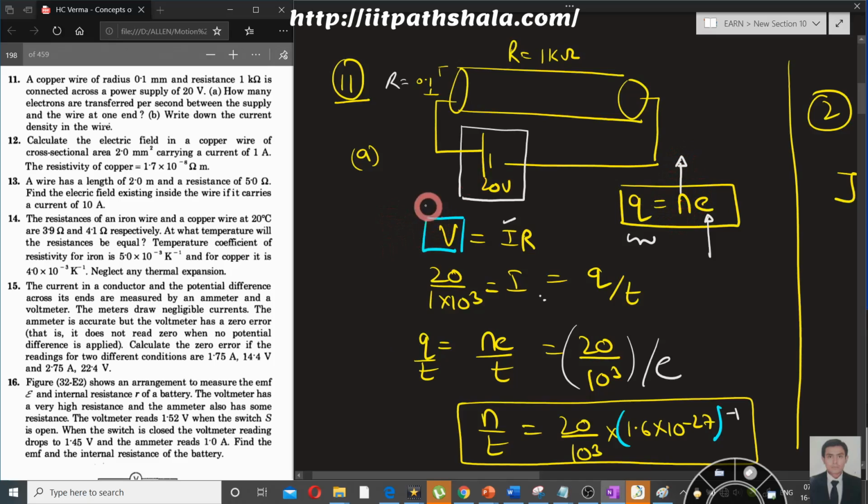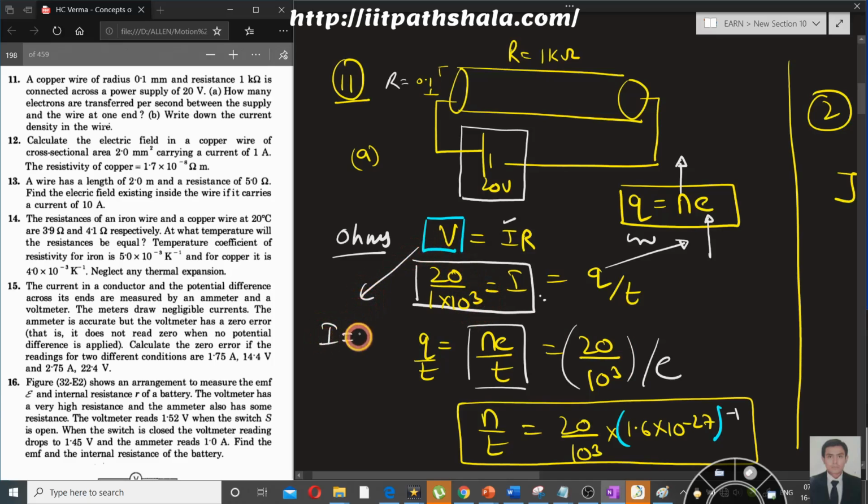Now I'm using Ohm's law, V equal to IR, to calculate my I. So here I have calculated my I, and I know that I is Q by T, the charge upon time. From the quantization concept, I can replace this Q by Ne, leading to Ne upon T. Now I can shift this e to the other side as a reciprocal, with the term 20 by 10 to the power 3.